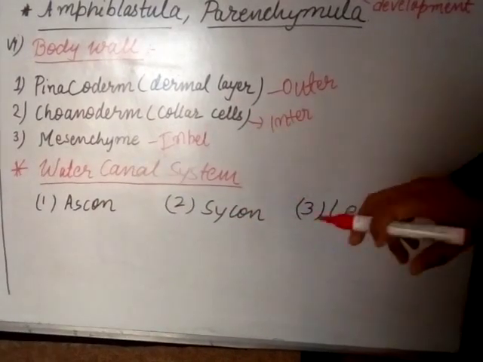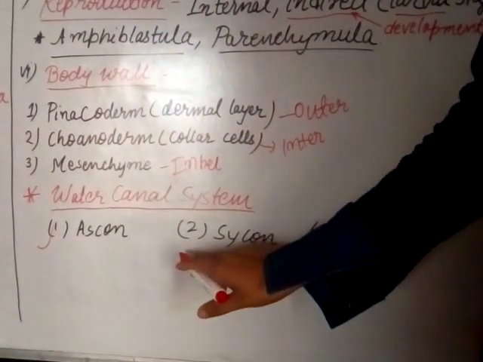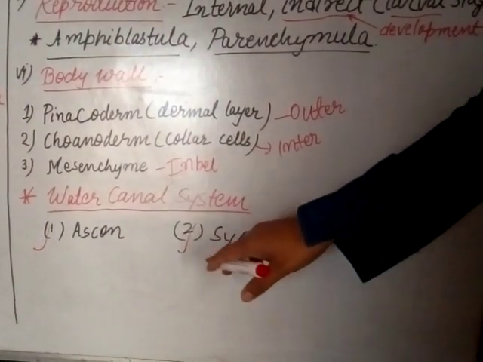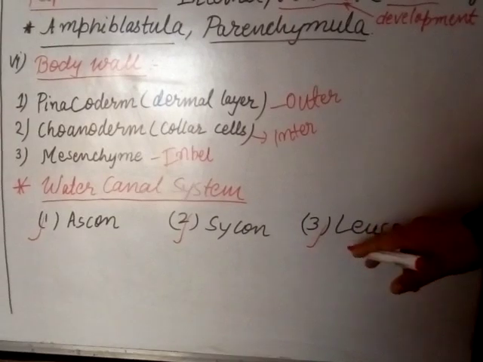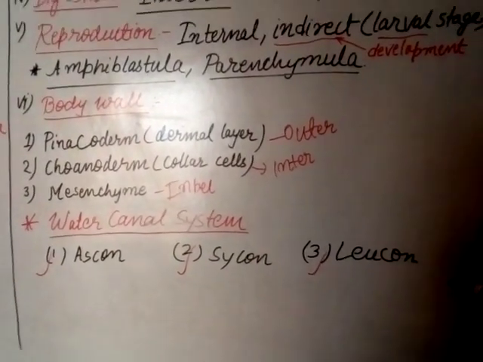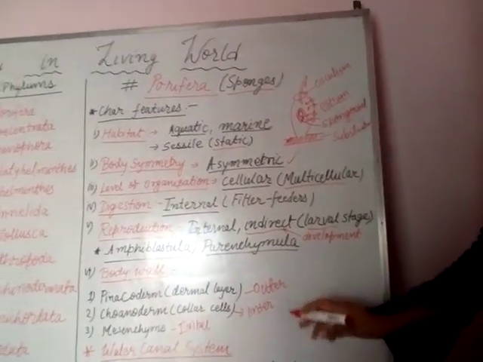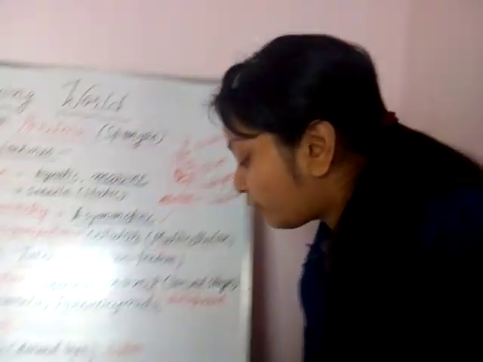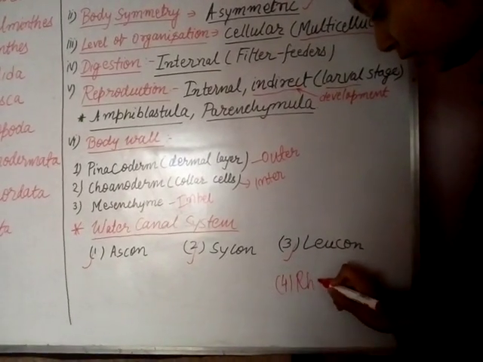This mesenchyme layer contains spicules which provide a skeleton to their body, and the main characteristic of poriferans is the water canal system. Their water canal system is of ascon type, which is the simplest type, sycon type, which is more complex than ascon, and leucon type, which is more complex than sycon. Their larval stage also possesses another kind of water canal system, which is of rhagon type.